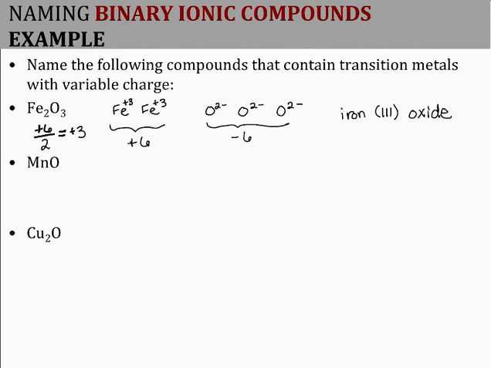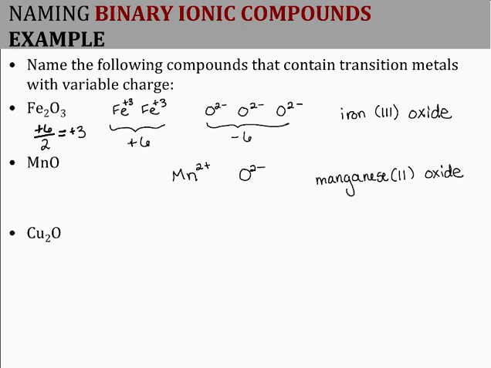Okay, now for the second compound, we have an oxygen again, but this time we only have 1 oxygen, so it has a 2- charge. And then we have manganese, which has the symbol Mn. Now in order to balance that 2- charge, manganese has to have a 2+ charge. So this one was a little easier to figure out. So this would be called manganese 2 oxide. Oh, I forgot the E on manganese. There we go.